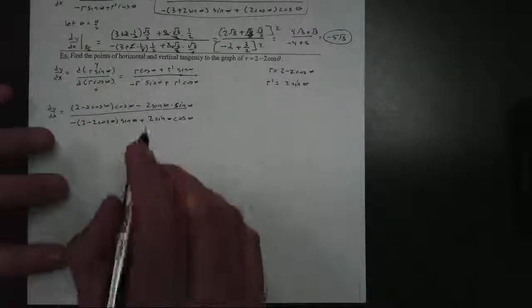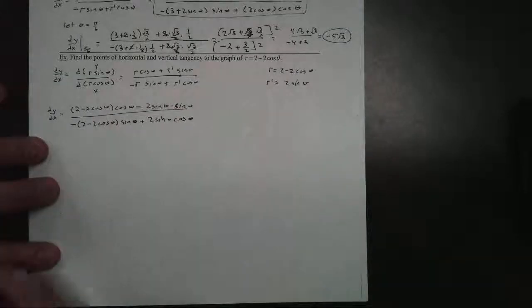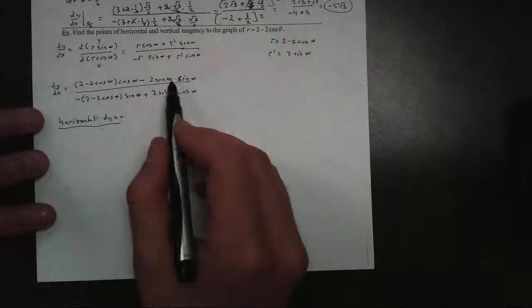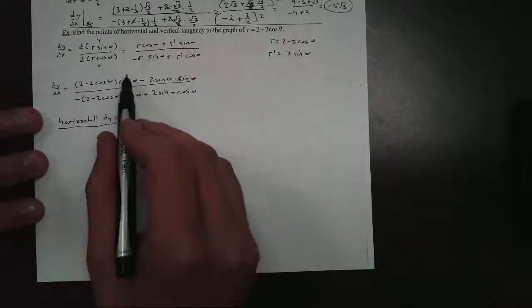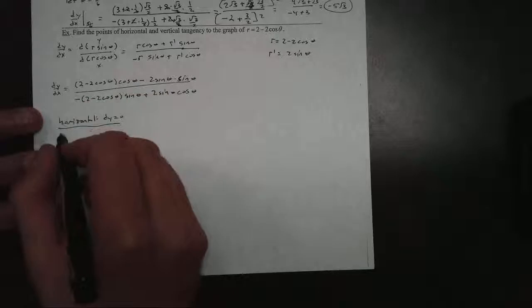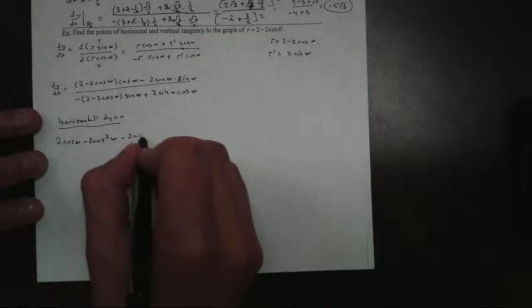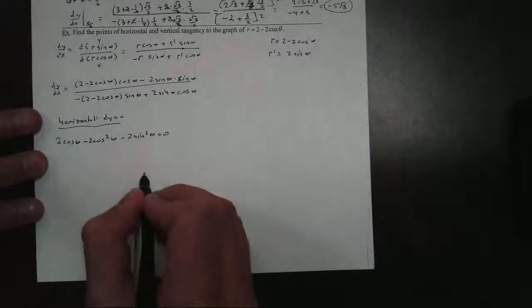Mathematicians, you know. Alright, so now I'm looking for horizontal and vertical tangencies. So we should remember to get a horizontal tangent, we set the top, or dy, equal to 0. So I set my entire top equation equal to 0. Now I'm going to do a little bit of algebra here. I'm going to distribute. That gives me 2 cosine of theta minus 2 cosine squared of theta minus 2 sine squared of theta equals 0.